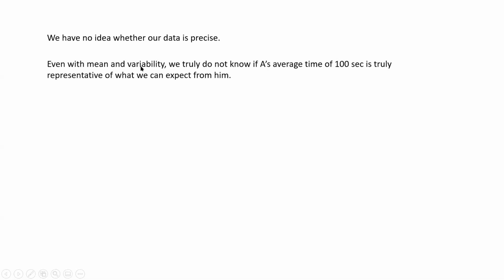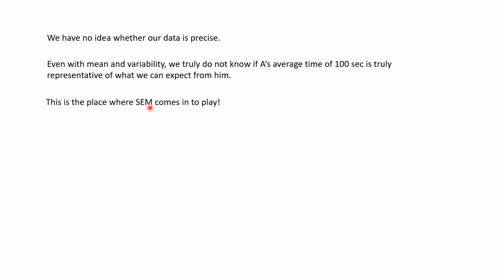See here. We have no idea whether our data is precise. Even with mean and variability, we truly do not know if our average time is going to be 100 seconds, and that is truly representative of what we can expect from him next time. Okay.